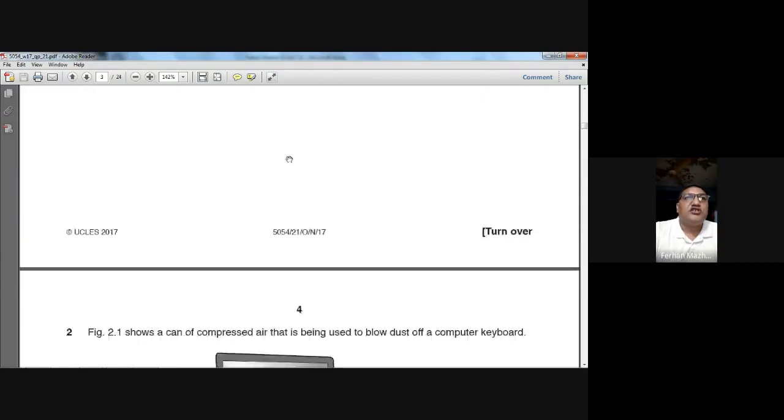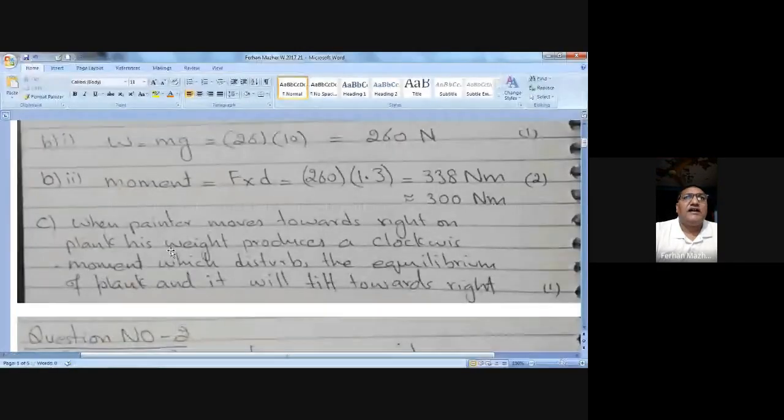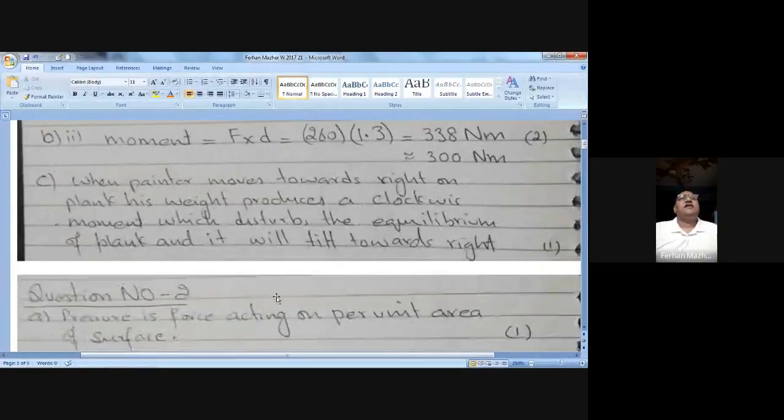I have written this answer also. Let me show you that answer. On your screen, you can see question number 1C part. When the painter moves towards the right on the plank, his weight produces a clockwise moment which disturbs the equilibrium of the plank, and it will tilt towards the right. It's a 1-mark question. I hope you have understood.